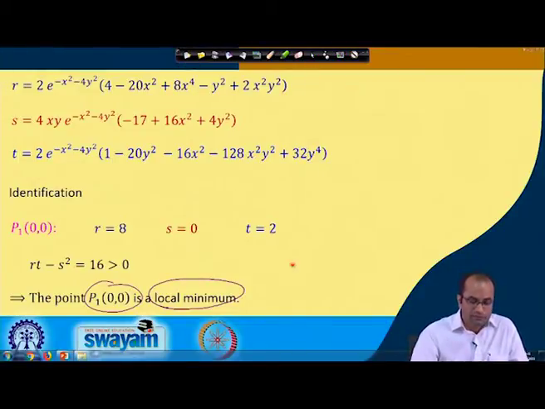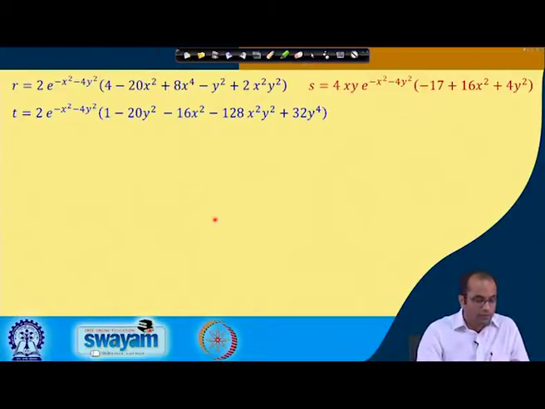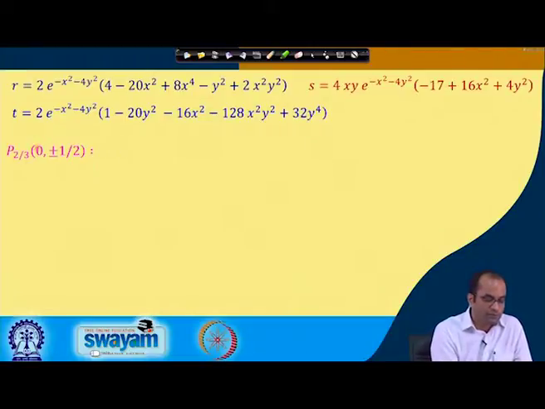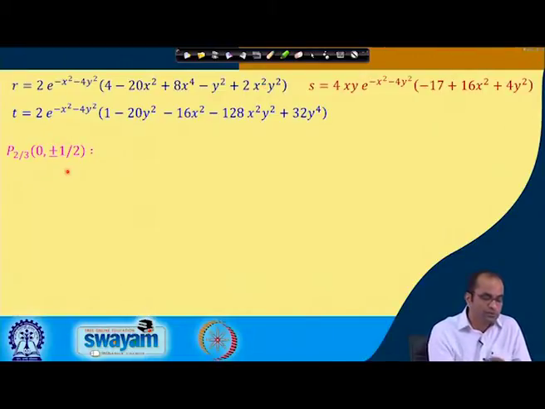And now we will consider the other points. So, for the second point, this was second and third point. So, 0 plus half and 0 minus half. Since this y appears in all these expressions in the even power, we can deal with this together, because whether we take the plus sign there or the minus sign, the even power of y will have the same number. So, we can consider these two points together. So, we are now discussing point number 2 and point number 3. So, 0 plus minus half.